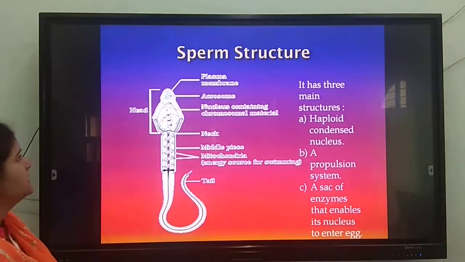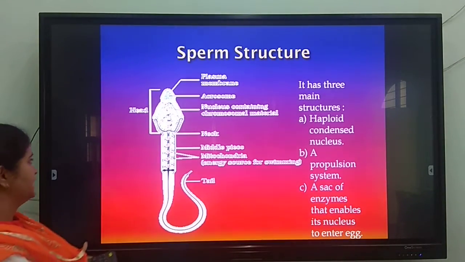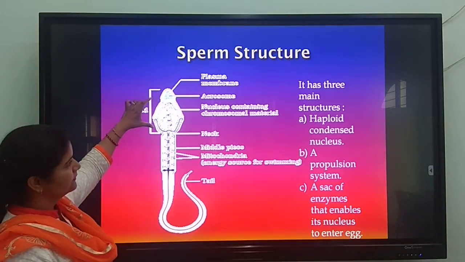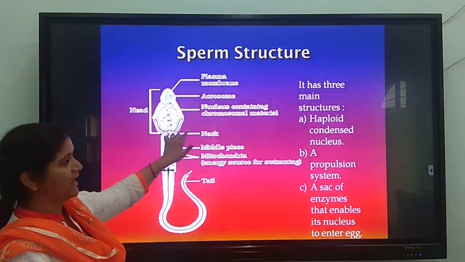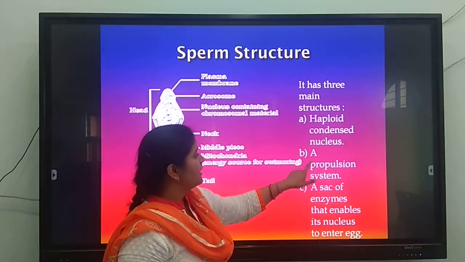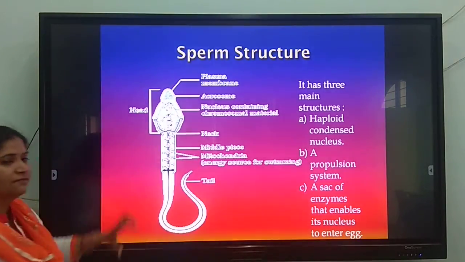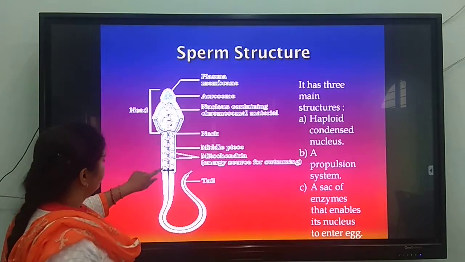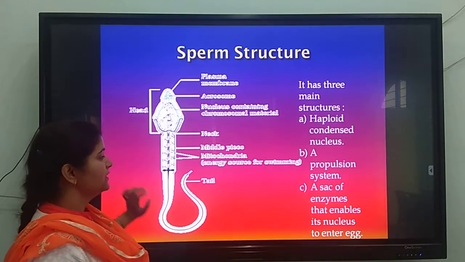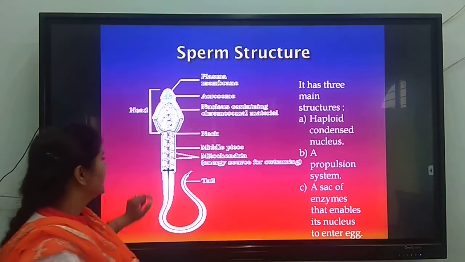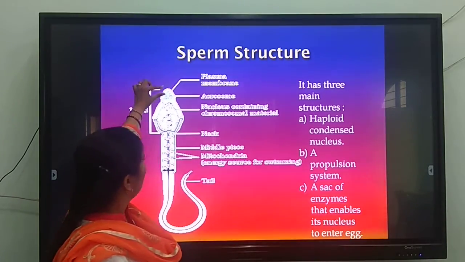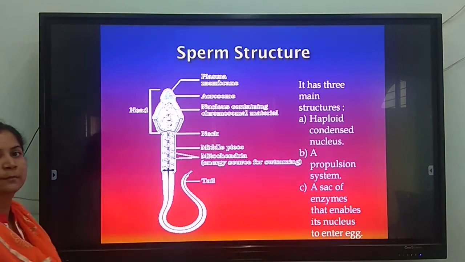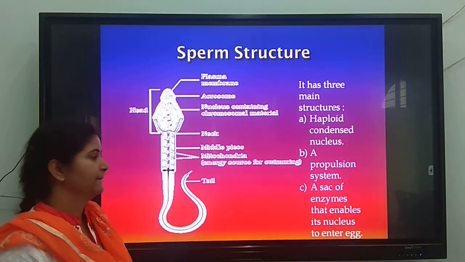Now coming to the next, this is the sperm structure. It is having three main structures. You can see the top is the head, then in the center there is small neck, and then a propulsion system, means a system which will help it in movement, generating force to move. And then lastly there is a tail or flagellum. There is also a sac at the top, a cap-like structure that is having enzymes that enables sperm nucleus to fuse into the egg.